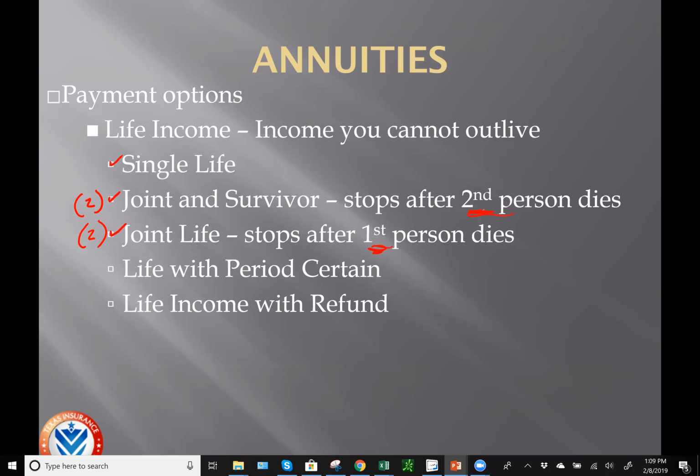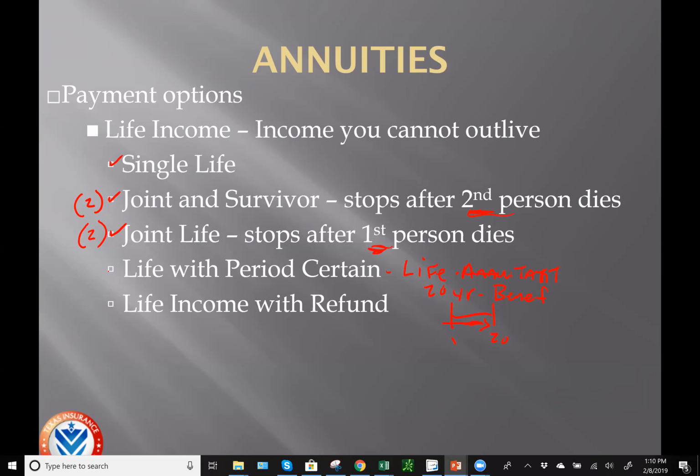A couple of other payout options on your annuities. It might be a life with period certain payout. That would be a life income for the annuitant. For the beneficiary, they could choose like a 20-year period certain, so that if the annuitant died sometime during the first 20 years of payments, then the beneficiary gets the remainder of the 20 years. If the annuitant lives through the 20 years and then they die, the beneficiary doesn't get anything. They have to die during the period certain for the beneficiary to get anything.